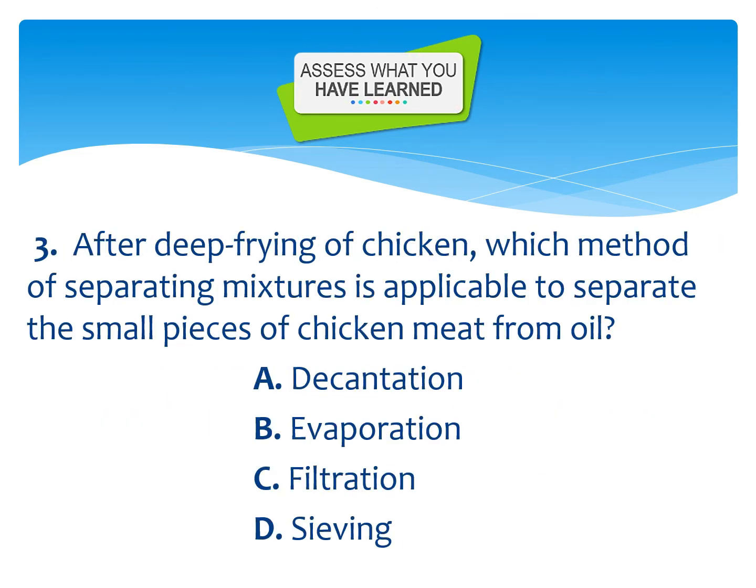Number 3. After deep frying of chicken, which method of separating mixture is applicable to separate the small pieces of chicken meat from oil? A. Decantation. B. Evaporation. C. Filtration. D. Sieving.